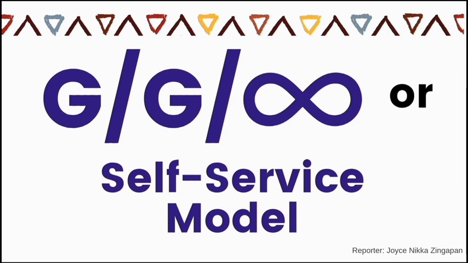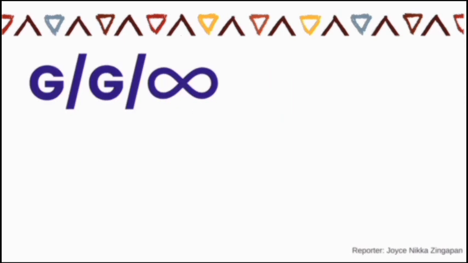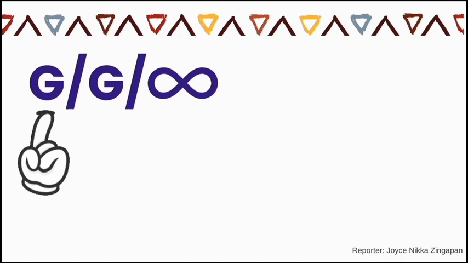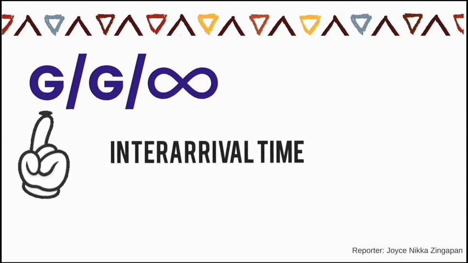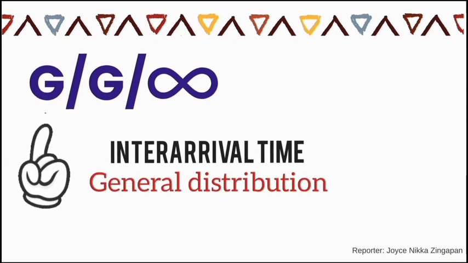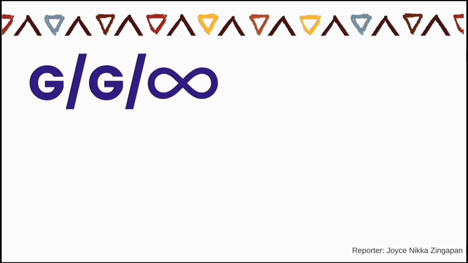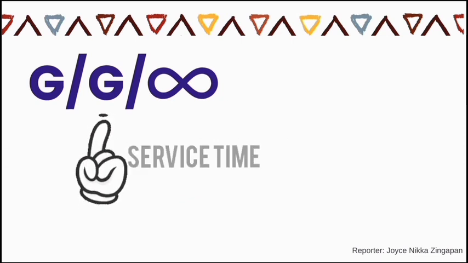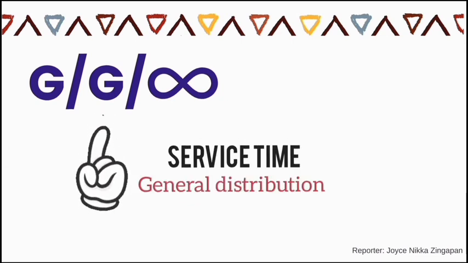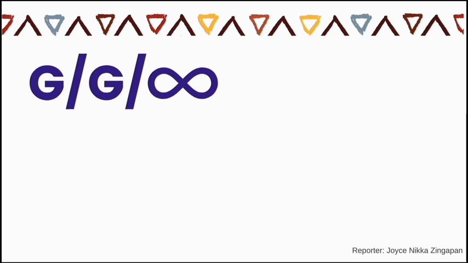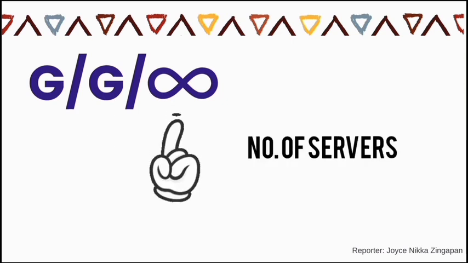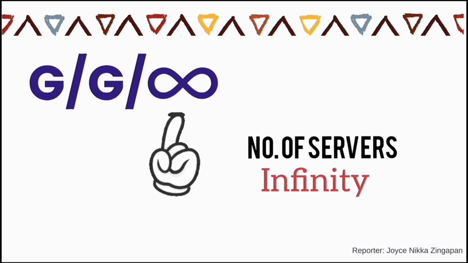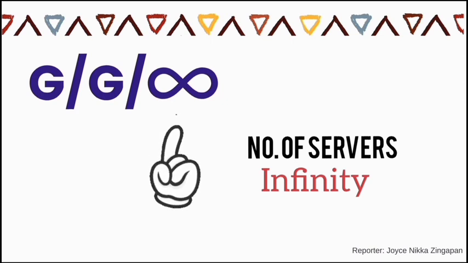each of its elements. The first element represents the inter-arrival time of the customer, which is a general distribution. The next element is the service time, which is also a general distribution. And the third element is the number of servers, which is infinity, which means there is no limitation on the number of servers that are available.